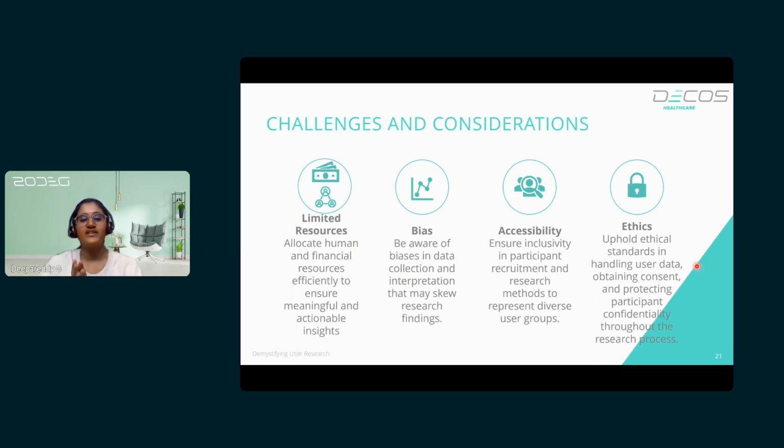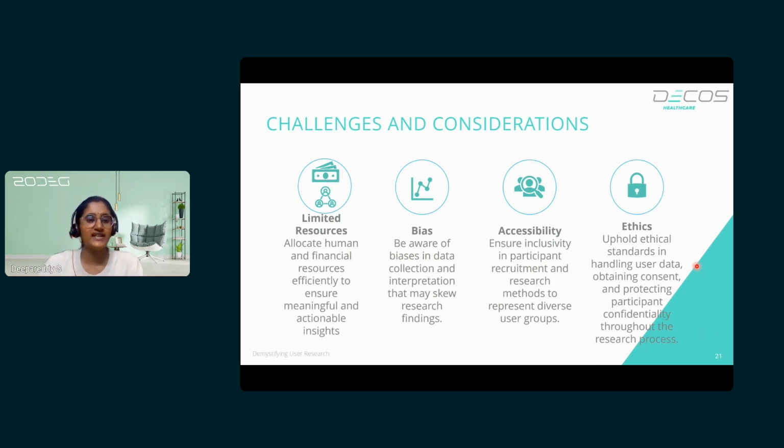It is very crucial to remain vigilant about the potential biases that can happen, biases in data collection, biases in interpretation. These may skew the research findings, and can lead to misleading conclusions, affecting the overall reliability of the insights that we have gathered. So we must be cautious about biases, and we have to avoid any biases throughout our user research phase.